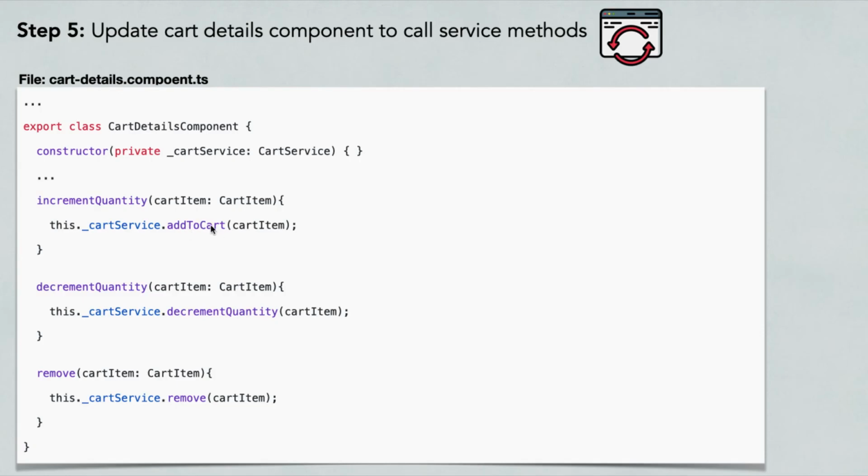And to this addToCart method, we are going to pass the cart item, and then we are going to define the decrement quantity method, and to this we are going to pass the cart item. Within the decrement quantity method, we are going to make use of the cart service to call the decrement quantity method which we have explained just now, and to this we are going to pass the cart item. And finally, we are going to define the remove method, and to this remove method we are going to pass the cart item. Within the remove method, we are going to make use of the cart service to call the remove method which we have explained just now, and to this remove method we are going to pass the cart item. That will take care of removing the book from the cart.